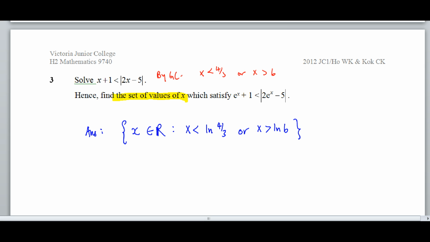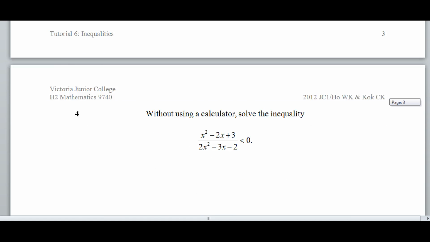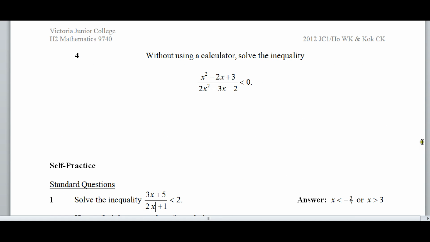Now you can actually express this as 0.288 and express this as 1.79. No big deal to 3SF. Either way is fine. Okay, remember it is set of values. Question 4. Okay, question 4 is the interesting one.